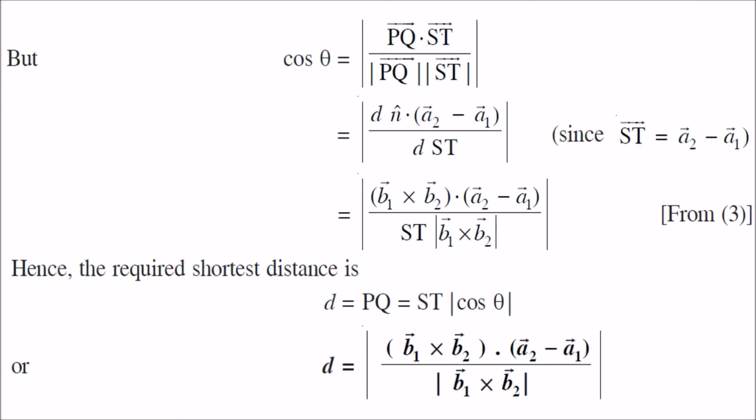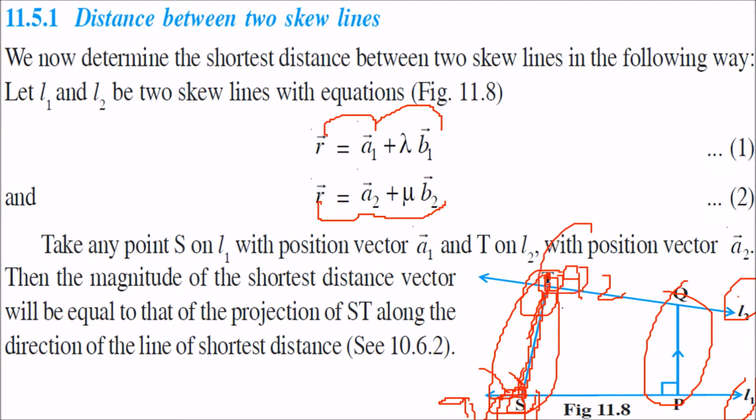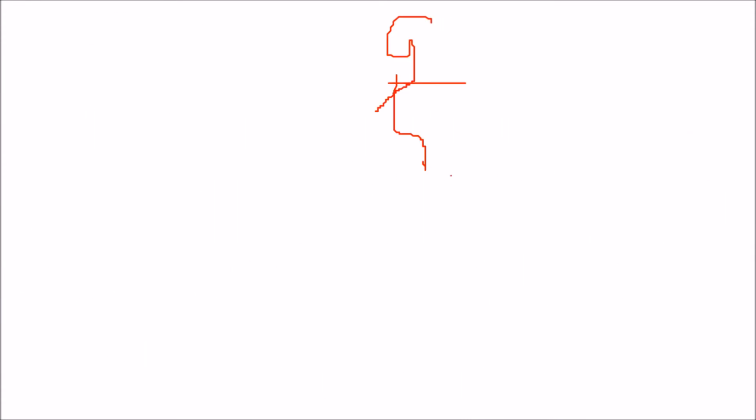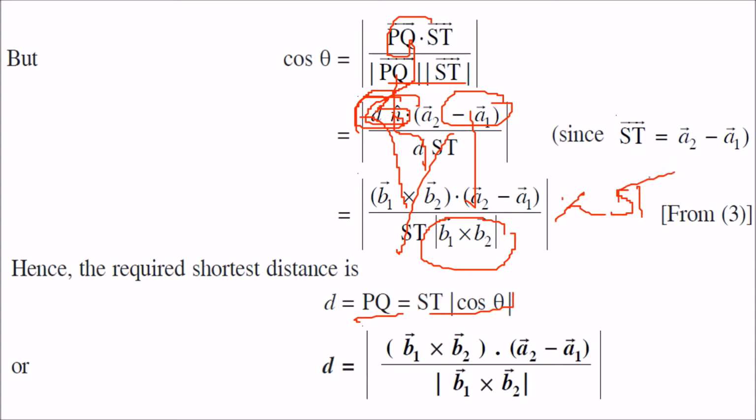So cos theta will be PQ dot ST divided by the magnitude of PQ times ST. But we have just found that PQ is D into n cap. And ST is what? We took the points as A1 and A2, so ST will be A2 minus A1. Just place it here, A2 minus A1. So what we got is B1 cross B2 divided by the magnitude of B1 cross B2, dotted with ST. So the required shortest distance D is nothing but PQ, which is actually ST cos theta. Now multiply this by ST, and you get this one.